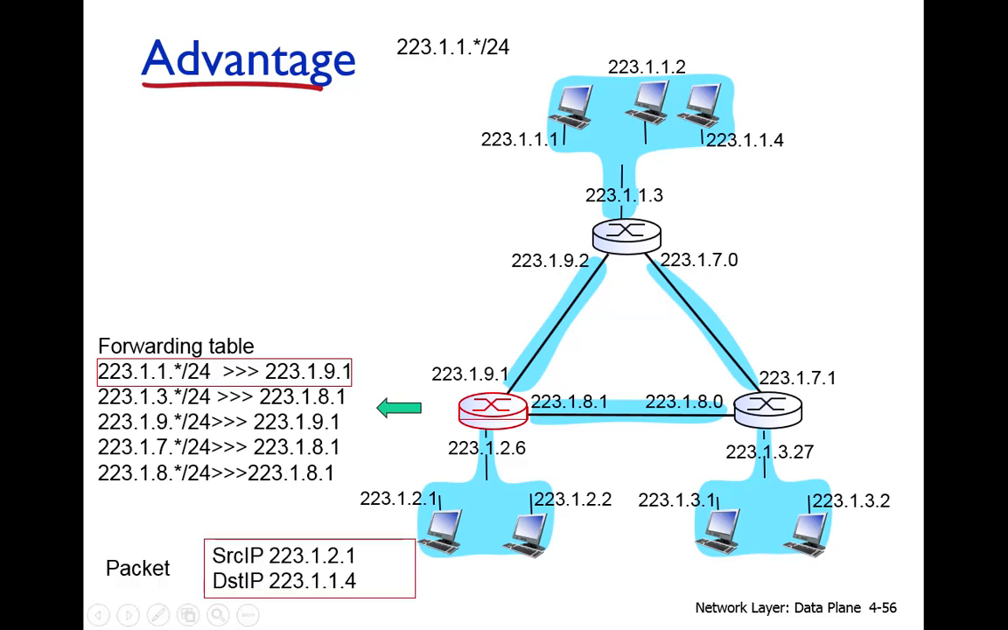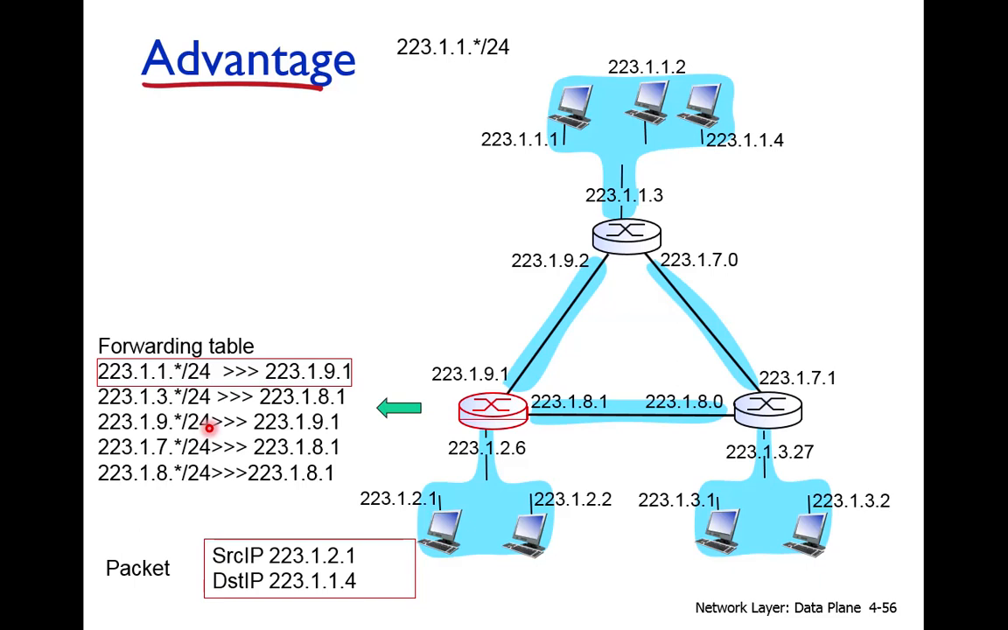Okay, now suppose you know how many networks there are. This is one network, so we need one entry. This is another network, a subnet, so we need one entry for this network. 223.19, this is one network, 223.13, this is another network. So for each network we have one entry. How many networks do we have? For example, 1, 2, 3, 4, 5. So we have five networks, so we need five entries.